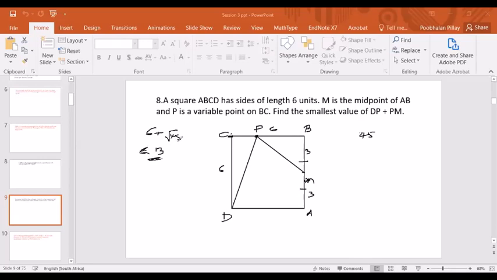Okay. So how does one go around solving this problem? Okay, so there's a trick that we need to do on this, and it's not easy to see. What we have to do is try to put DP plus PM into a straight line. Okay, and this is what I'm going to do. Let me draw a little smaller figure here.